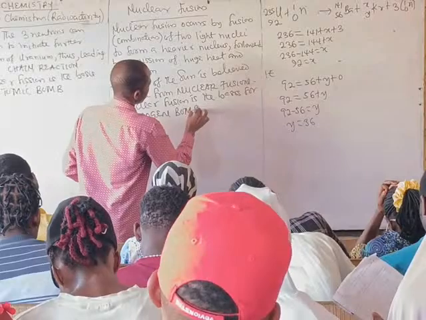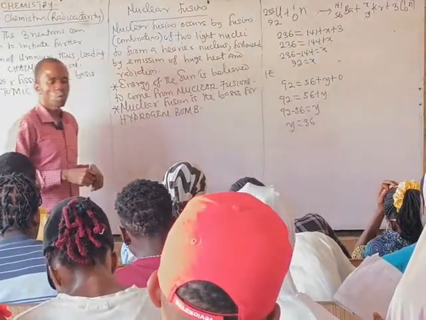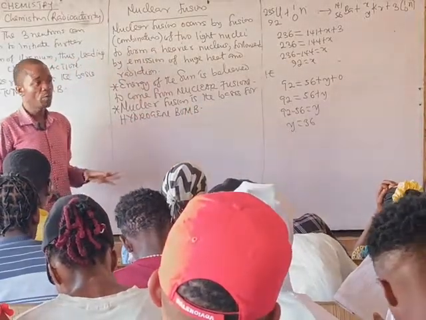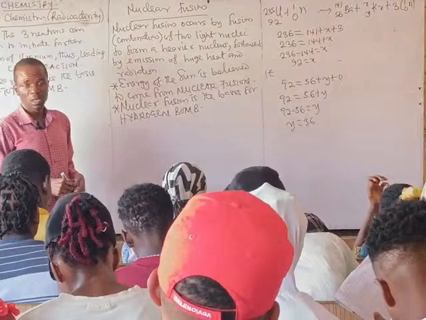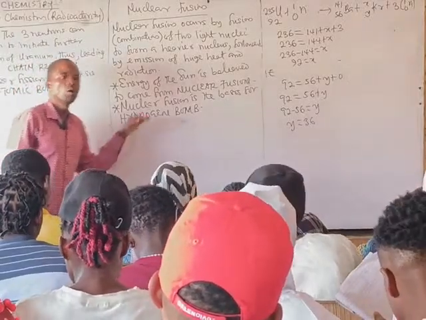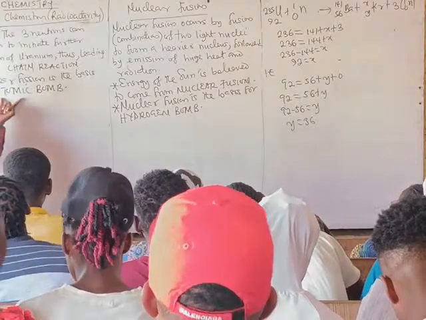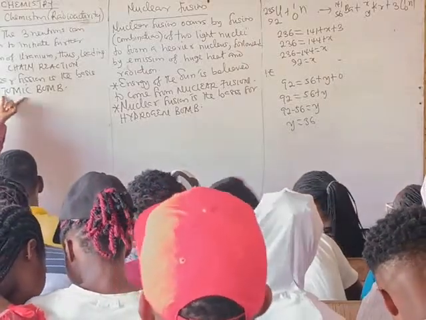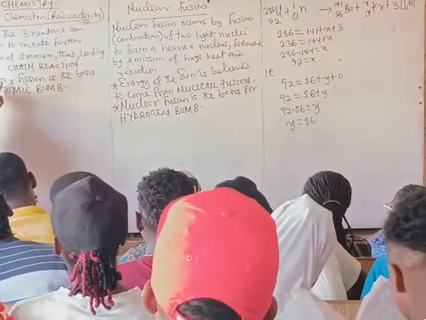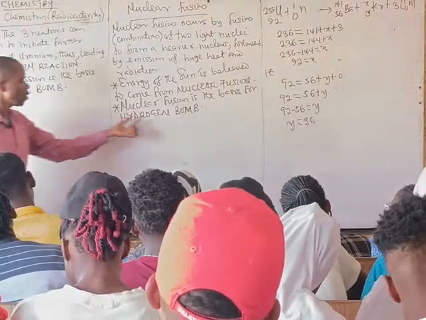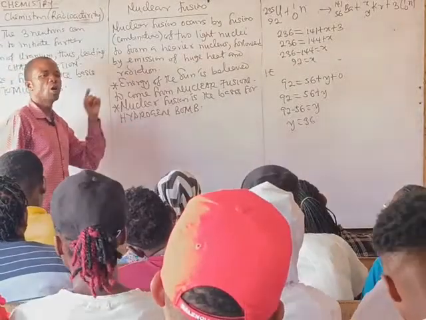Now, know the difference between them. The hydrogen bomb is one of the deadliest, if not the most deadly bomb that ever existed. The hydrogen bomb is actually more dangerous and far more destructive than the atomic bomb. So, what is the basis for the atomic bomb? Nuclear fission. But the basis for the hydrogen bomb is nuclear fusion.